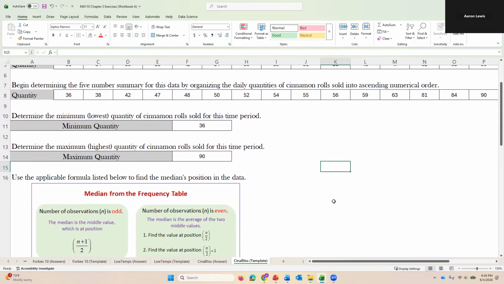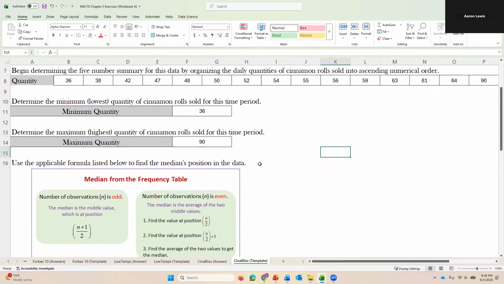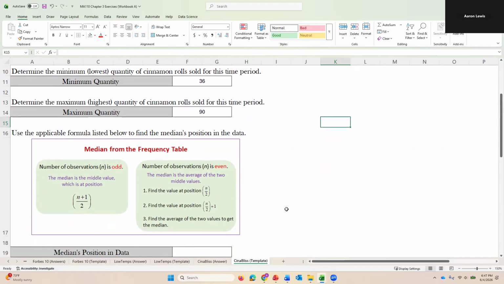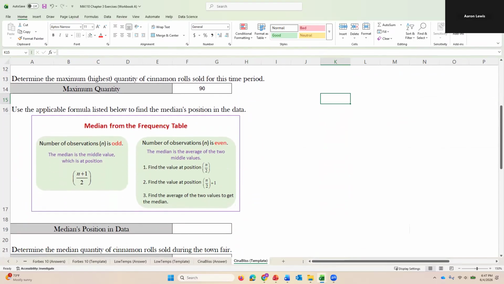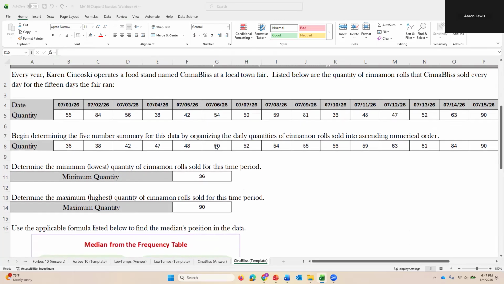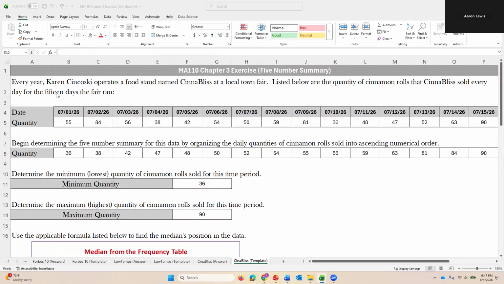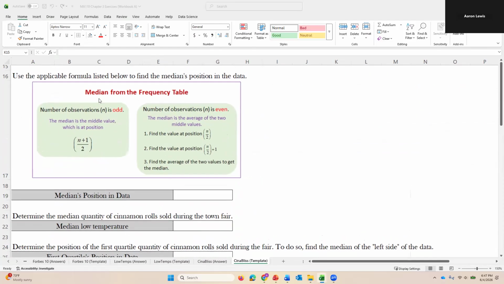The median, not so much. You can always use the methodology that was in a previous video where you keep crossing off first, then last, then first, then last until you meet in the middle of the data. But this chart right here gives you a set of formulas you can use to shortcut and find exactly where you need to be. The big component of this is the number of observations, the number of data points you have, odd or even. Well, this is for the 15 days the fair ran, and 15 is an odd number.